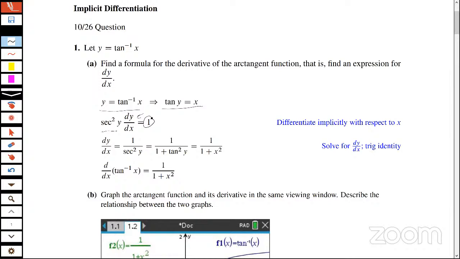This one's maybe a little bit easier. y prime is 1 divided by the secant squared. We've got a trigonometric identity in here, and we know that the tangent of y is equal to x. So the derivative is 1 divided by 1 plus x squared. That's pretty cool.